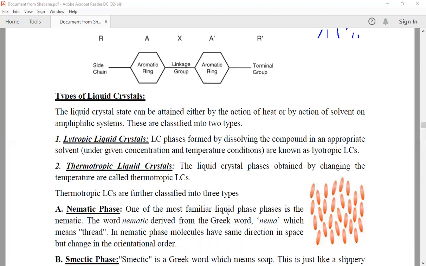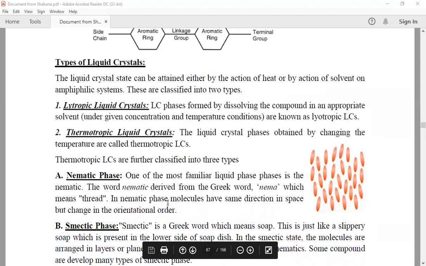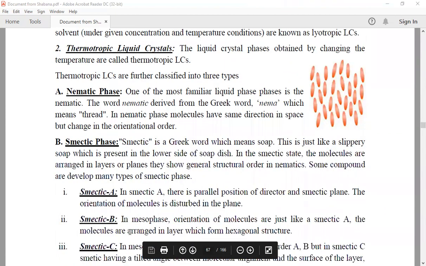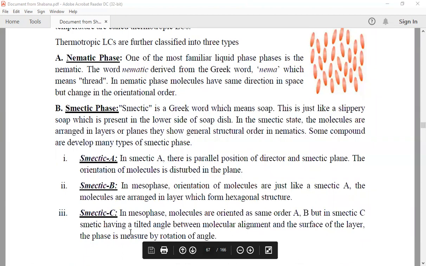Thermotropic liquid crystals are formed from organic molecules with a rod-like shape, rigid and planar ring structures. And these thermotropic liquid crystals are further classified into three types. They are the nematic phase, the smectic phase, and the third one is the cholesteric phase.